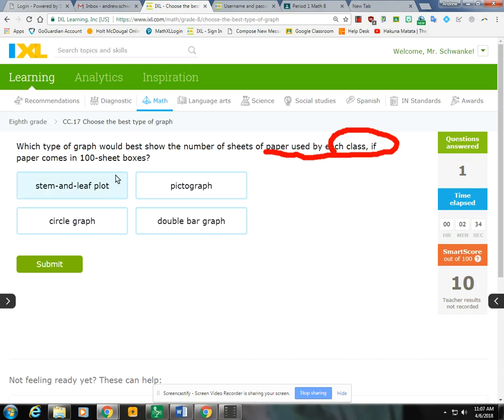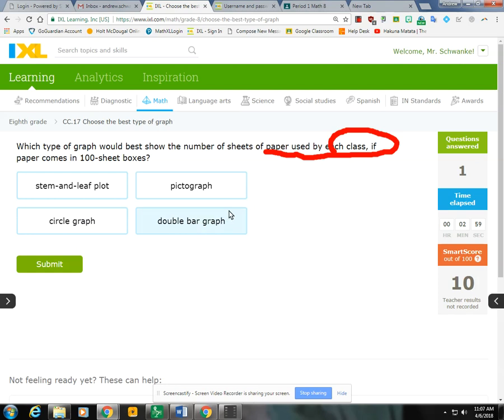Which type of graph would best show the number of sheets of paper used by each class if paper comes in 100 sheet boxes? 100 sheet boxes. Okay. We have stem and leaf, pictograph, circle graph, a double bar graph. Sure, Mr. Stone? Circle graph. Why? Because you're dealing with a number out of 100.